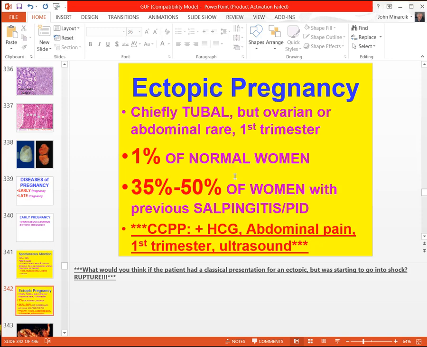How do you know a woman has an ectopic? Well, first of all, you know she's pregnant. So she has a positive pregnancy test, okay? Positive HCG. But she has abdominal pain. She's usually in the first trimester, and the ultrasound can usually confirm it. So this is the classical presentation clinically.